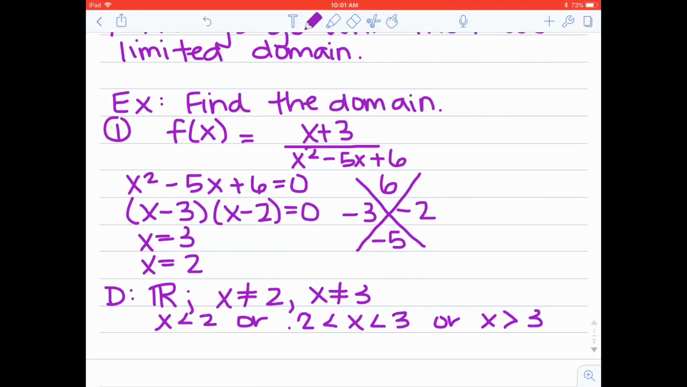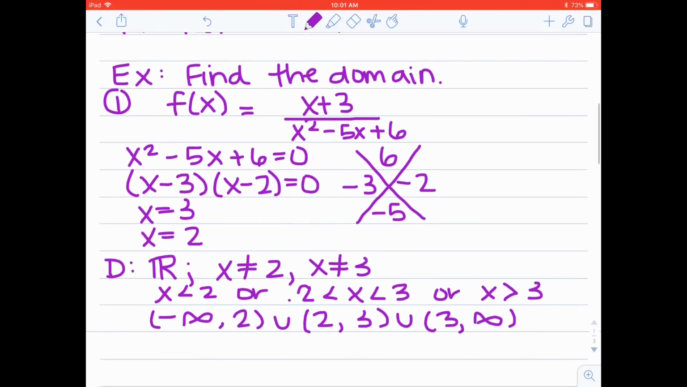Probably the most common way that you're going to see it written is in interval notation. So that's where we say negative infinity up to 2, but I'm going to skip the 2 and then do from 2 to 3, but skip 3, and then 3 to infinity. That would be the most common way to see this written.